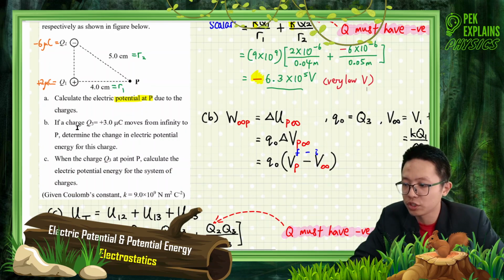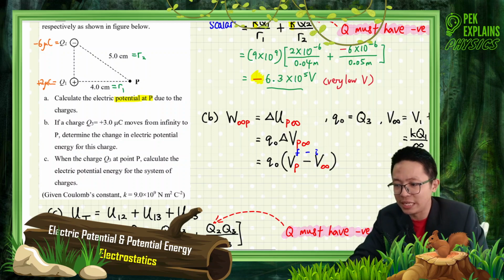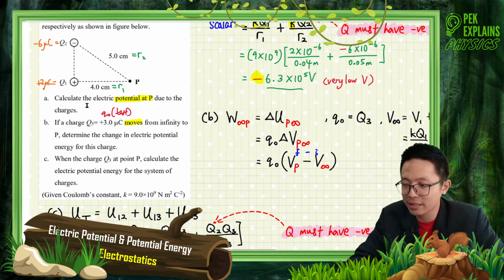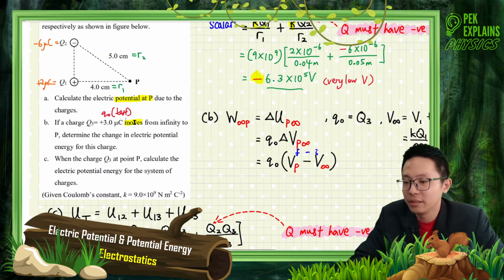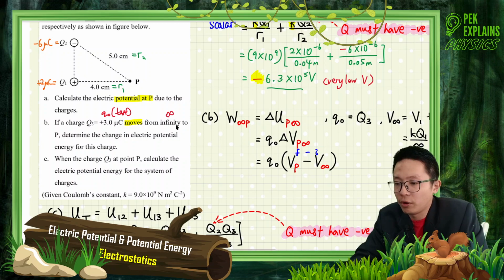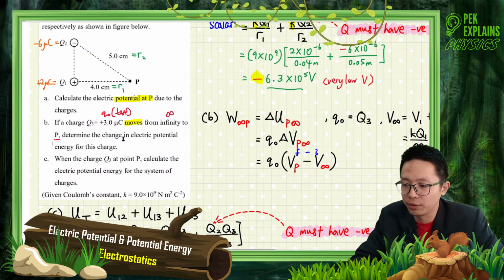What is B? If a charge Q3 of 3 microcoulomb moves from... you see, moves. The word moves here means Q3 is the test charge, because the test charge always likes to move around. You understand that? This Q3 moves around, which shows the characteristic of a test charge. It moves from where? From infinity to point P.